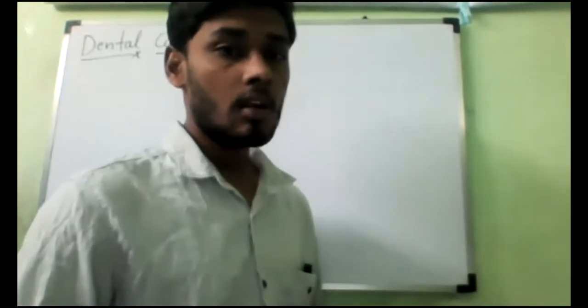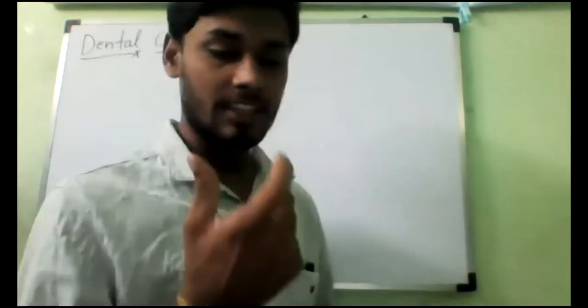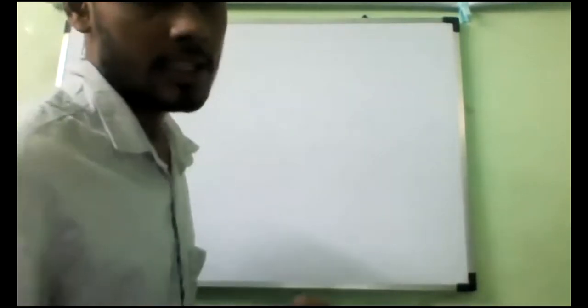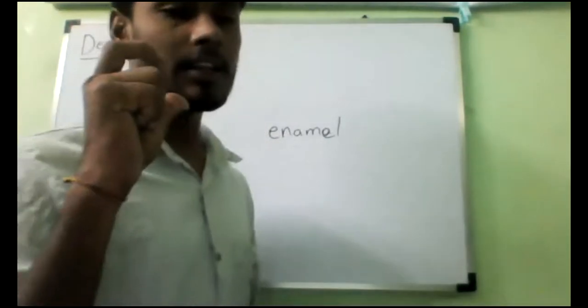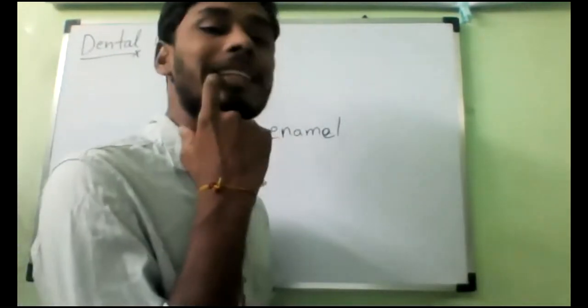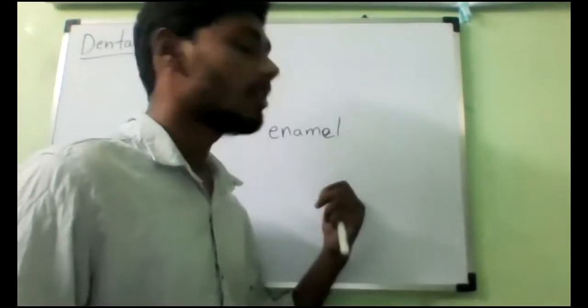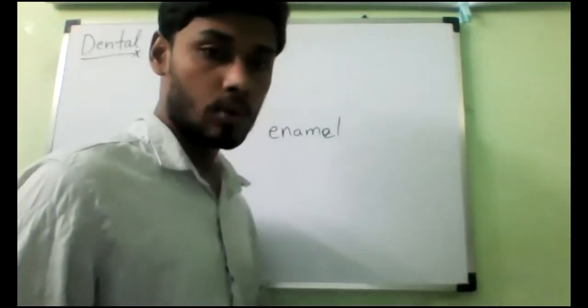Dental caries means, if you take the hard outer covering of our tooth, everybody is seeing that the outer covering of our tooth is called enamel. What should we call it? Enamel. This tooth enamel is the hardest material in our body. Whatever we are seeing in the outer part of the tooth is called enamel, and it is even harder than our bones.